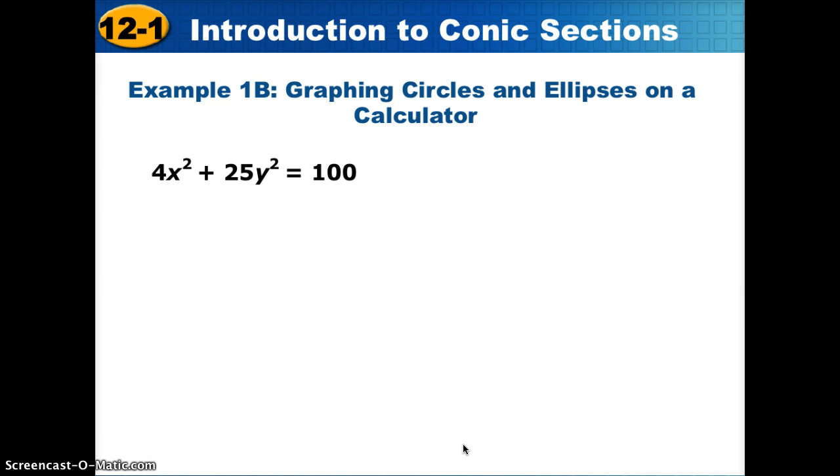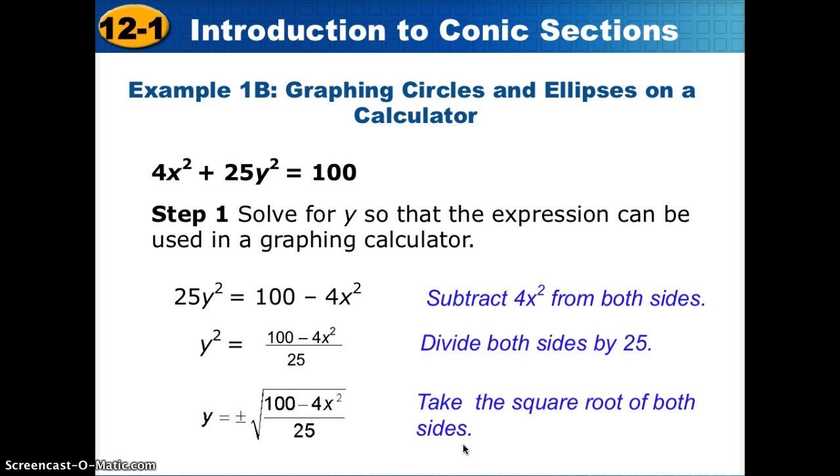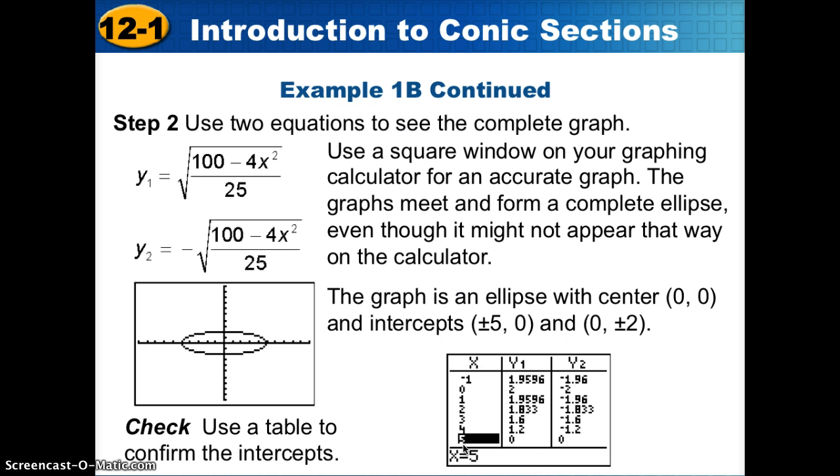Okay, we have another example here. So once again, you're going to be solving for y. Turn the video back on when you're ready to check the result. Okay, once again, solving for y gives you a top half and a bottom half because you have that plus or minus. Now let's see what it looks like on the calculator. We've put it in as two separate functions under y1 and y2.